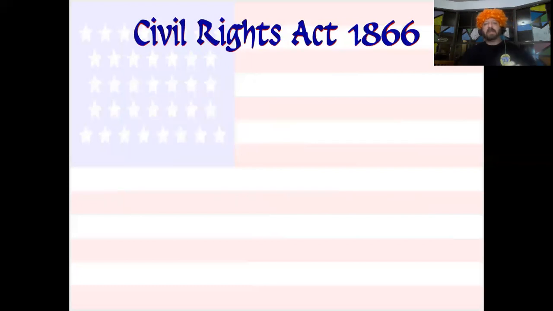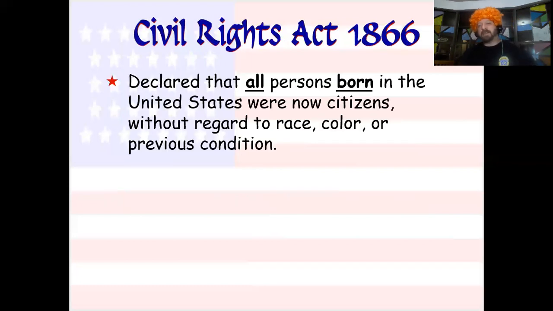Okay. Now, also in this era, you have the Civil Rights Act of 1866. Now, it declared that all persons born in the United States were now citizens without regard to race, color, or previous condition. This, of course, is a huge deal. If you remember back to the Dred Scott decision, the big reason for the decision out of that case was that he had no standing. He was not a citizen, so he could not sue for his freedom. Okay, this was sort of the legal basis of what the Supreme Court decided.